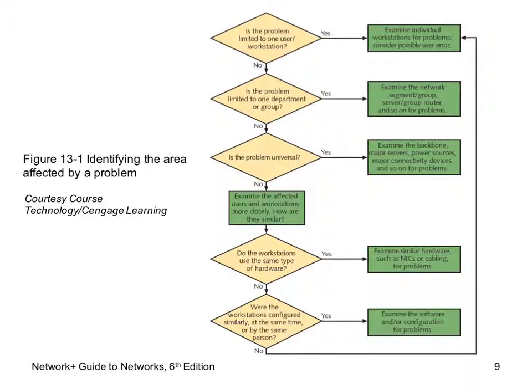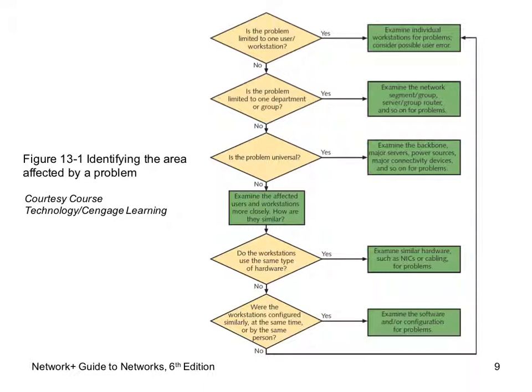Here's a little diagram on troubleshooting steps, identifying the affected area. The triangles represent a yes-no algorithm, and the green squares represent what happens when they go to either yes or no. So first one is, is the problem limited to one user workstation? If it's yes, examine the individual workstations for problems, consider possible user error. Okay? What if it's no?